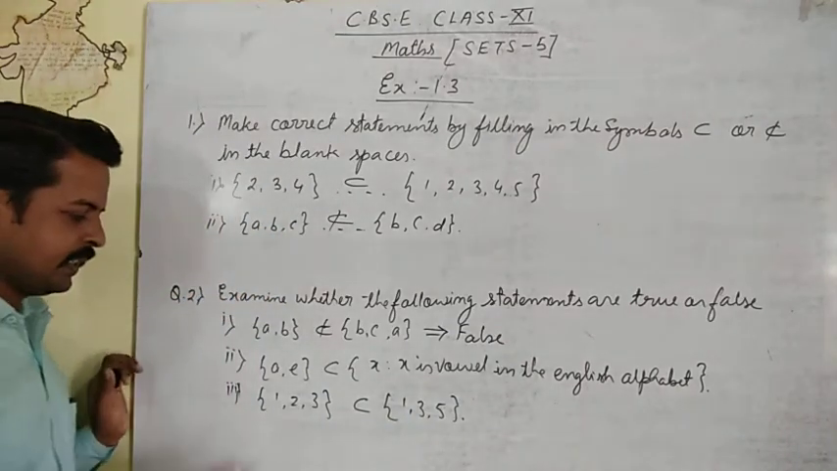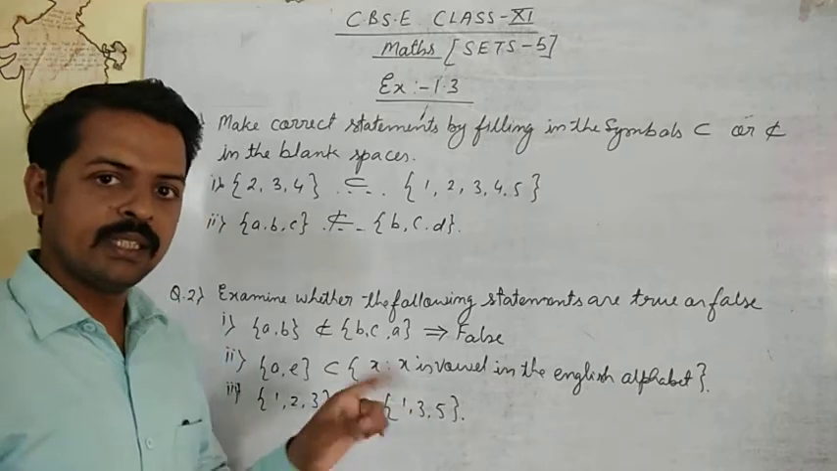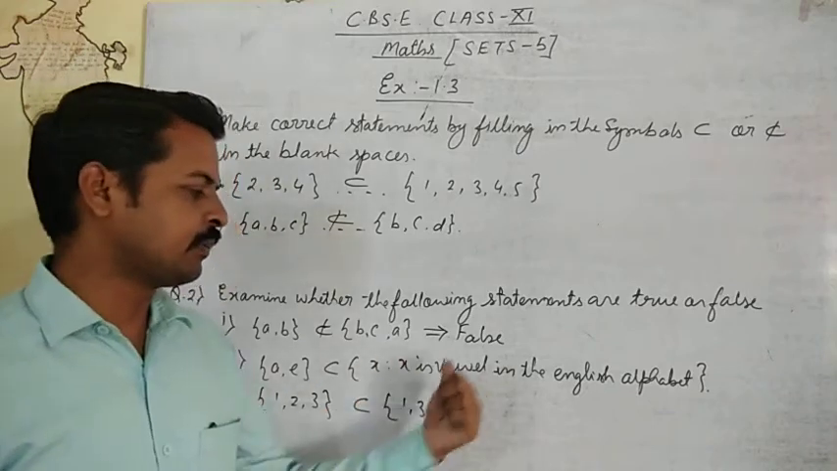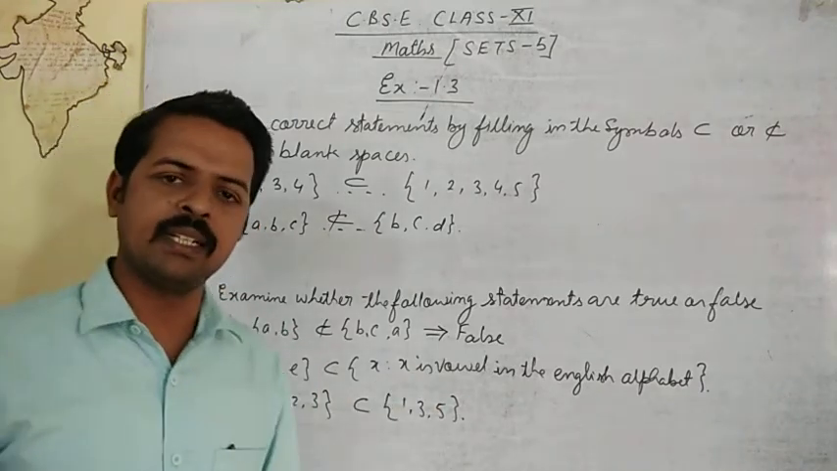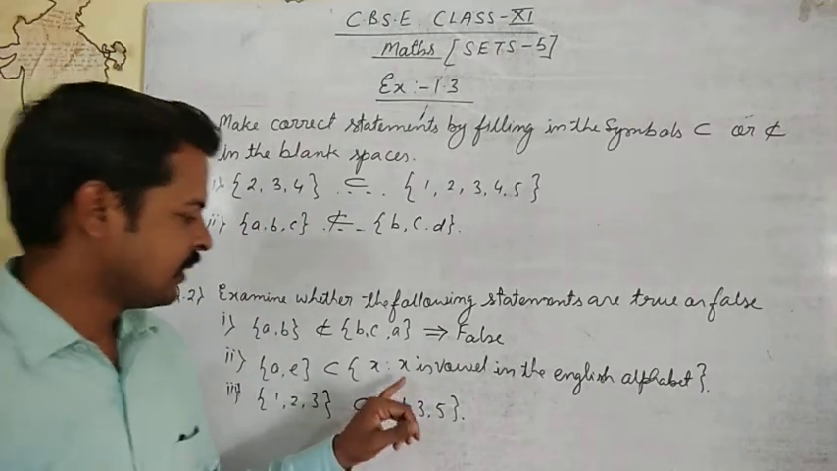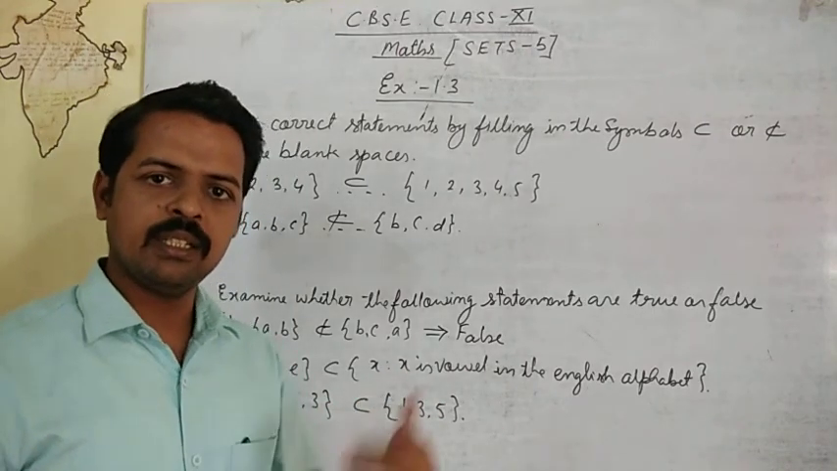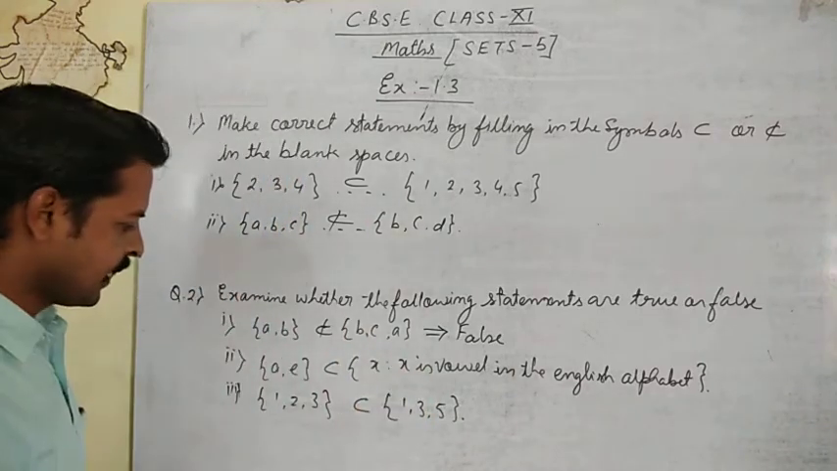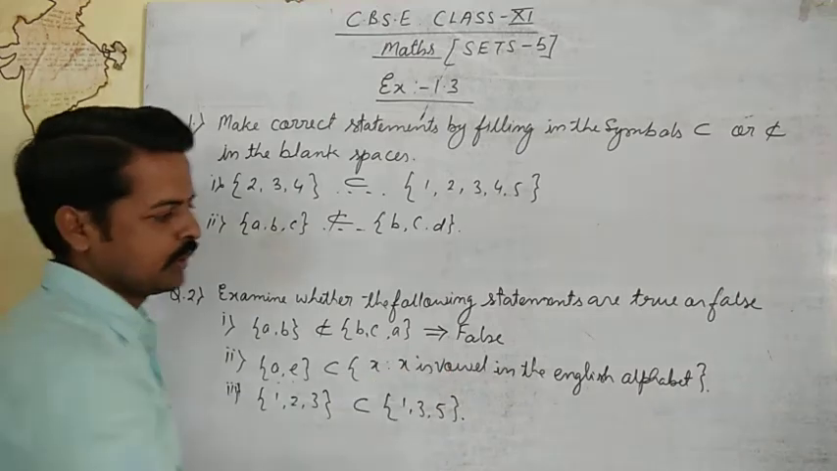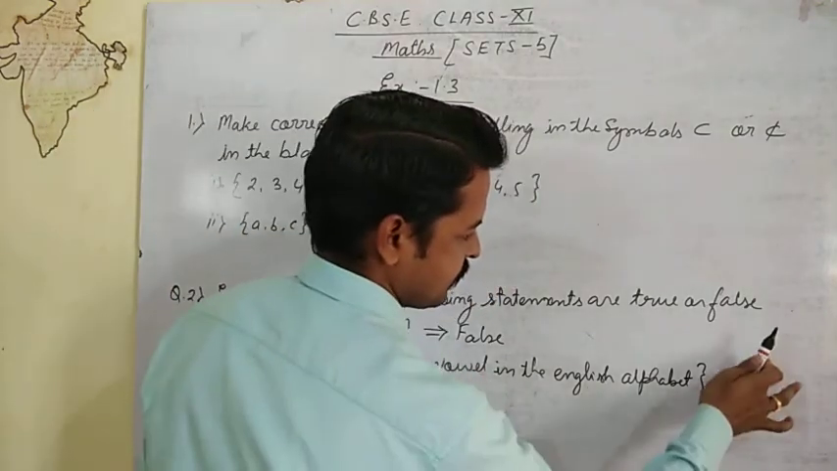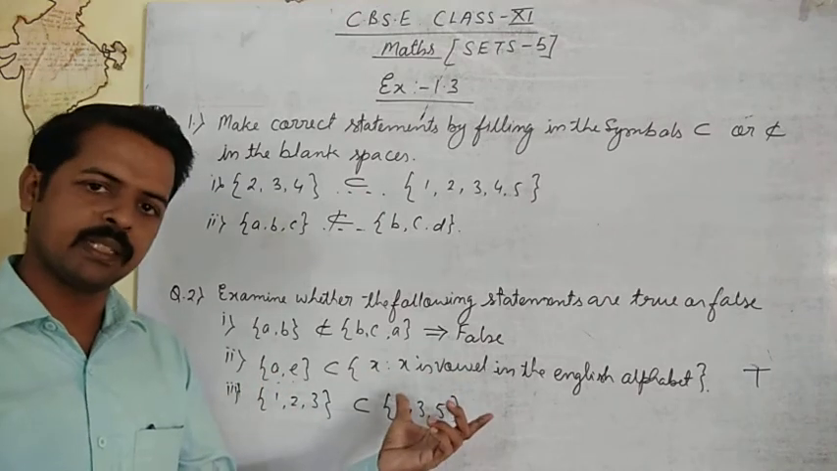Second example, let's see. {A, E} is a subset of X. This is a set whose definition is given, not the listing method. X such that X is a vowel in the English alphabet. We will make it in the listing method. First, name the elements that are vowels in the English alphabet. They will be A, E, I, O, U. See, A and E are also vowels, so both of these are inside it. Yes, so this is a true statement, because A is also a vowel and this is the full set of vowels in the English alphabet.